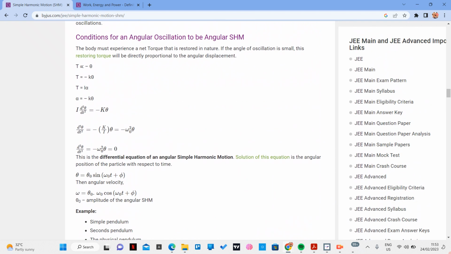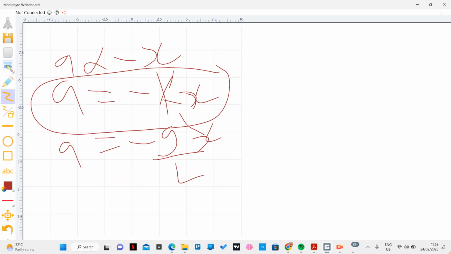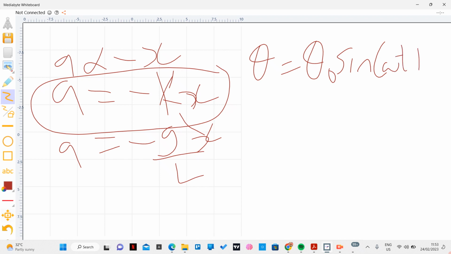Now take note of this formula, it is very important. For angular displacement, theta equals theta naught, that's the amplitude, times sine of omega t plus phi. Now this phi is another formula used to calculate, it is kx, where x is the displacement, k is the constant, and you already know how to calculate the constant. So take note of this formula.